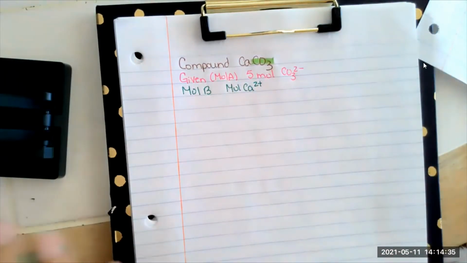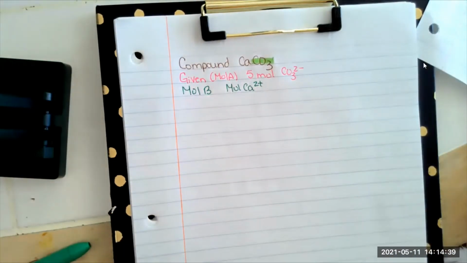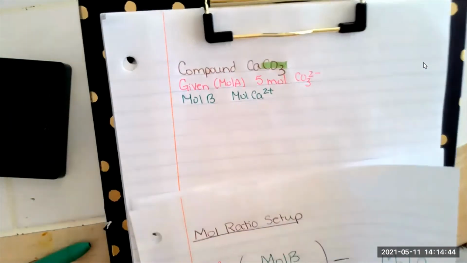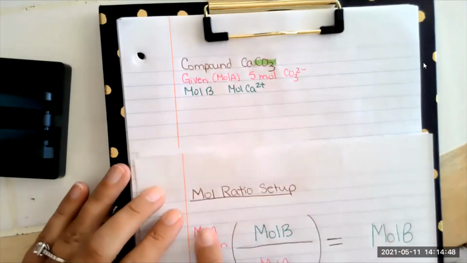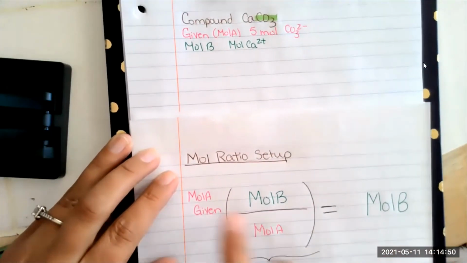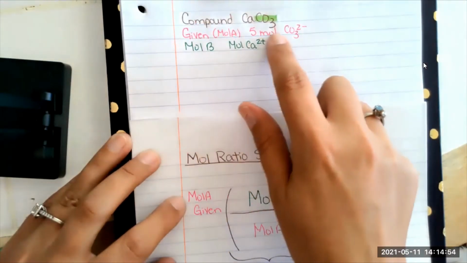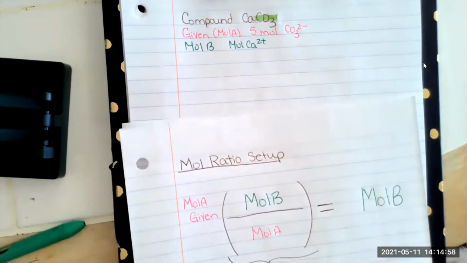So to set it up, you're going to take your 5 mole carbonate and put it where mole A is. If you want to follow along, go ahead and take this sheet that we wrote with the mole ratio setup and just put it below so you can follow along. Mole A, given mole A was 5 moles carbonate. So we put the 5 moles of carbonate where mole A would go.